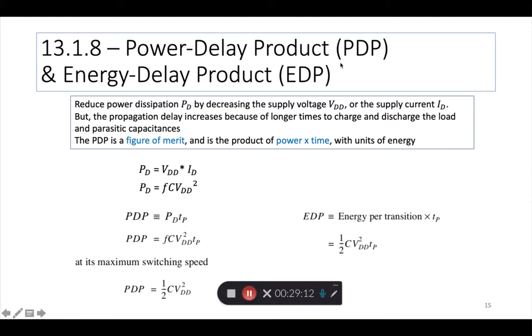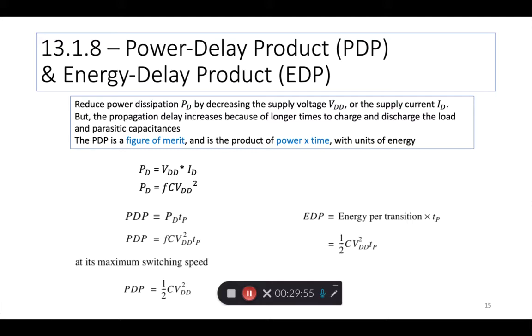Something called power delay product and energy delay product. So we know power consumption is V into I, or it can also be written as FC VDD square for a RC circuit in terms of frequency and capacitance. So this is just the power, right? Dynamic power or static, total power. PDP just takes the PD and multiplies it by the propagation delay. So PDP is a figure of merit and is the product of power and time which gives it units of energy.